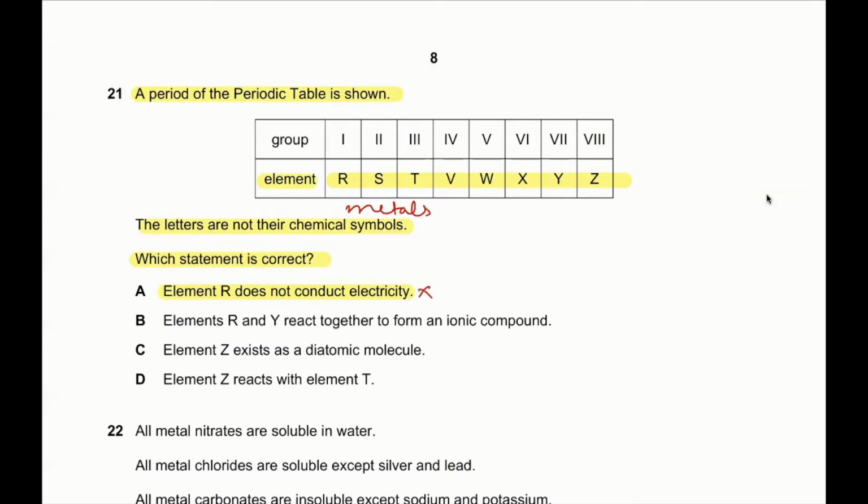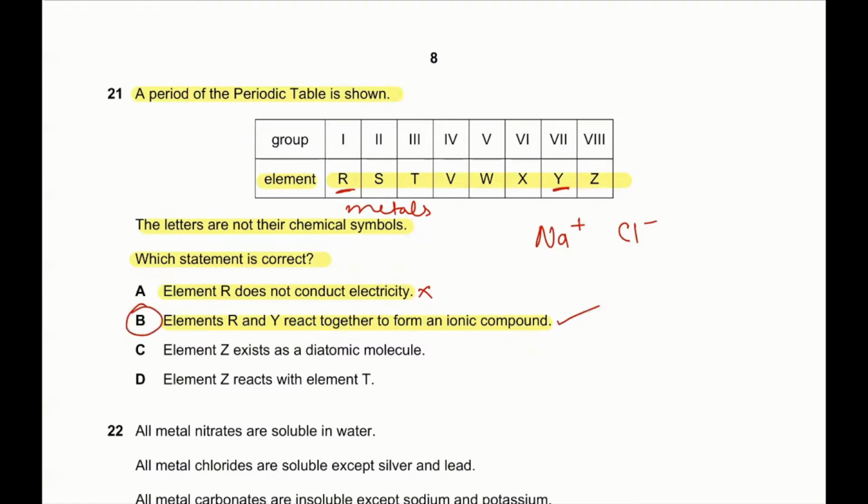So this is wrong. Elements R and Y react together to form an ionic compound. R is in group 1 and Y is in group 7. So let's say R was sodium and Y was chlorine, then they would give one electron and take one electron. So it would be sodium chloride, Na plus and Cl minus. So R and Y would react together to form an ionic compound. This is a correct statement. So for question number 21, B will be the correct answer.